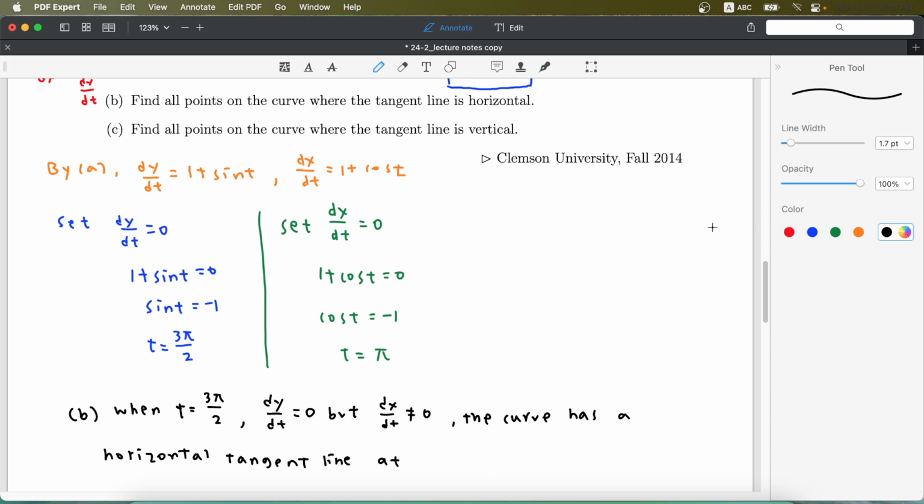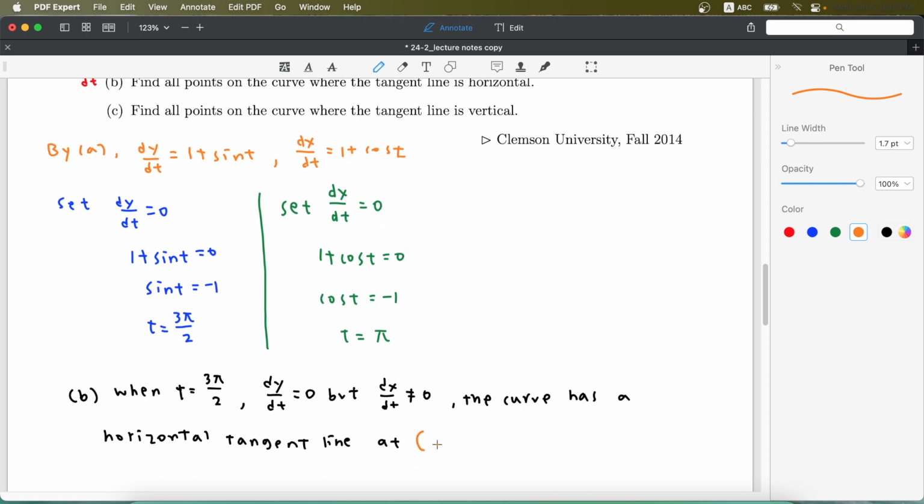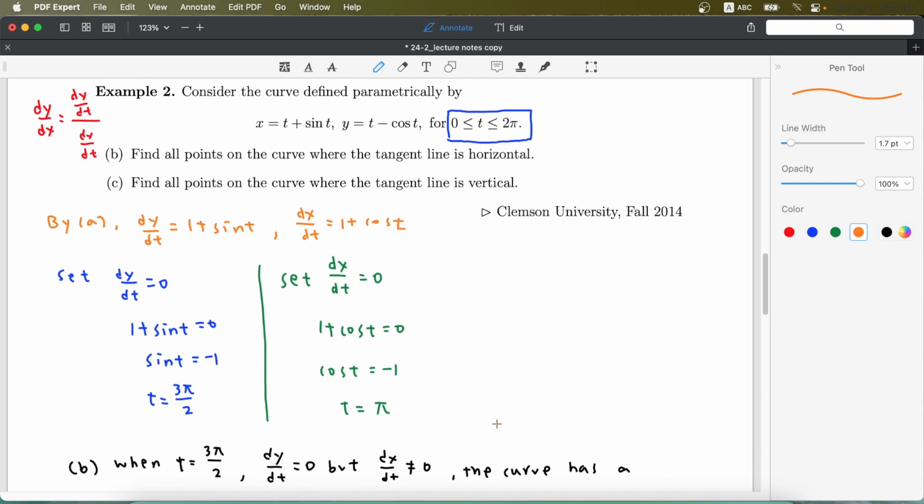But notice that the problem asks us to find a point. So we need to give the coordinates of this point, which means we will give an ordered pair. Right here you will need to find the x value and the y value. So notice that, let me copy x right here.